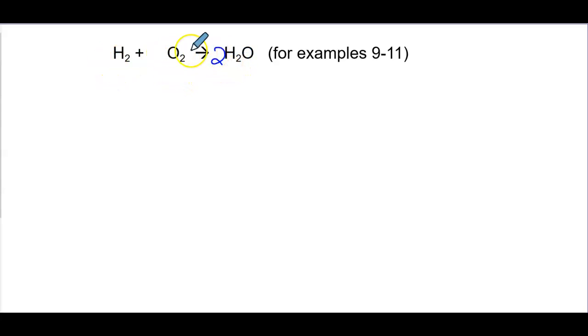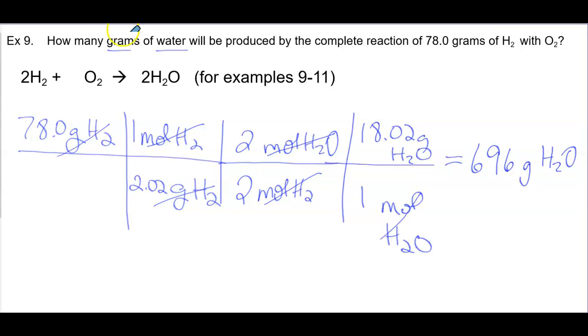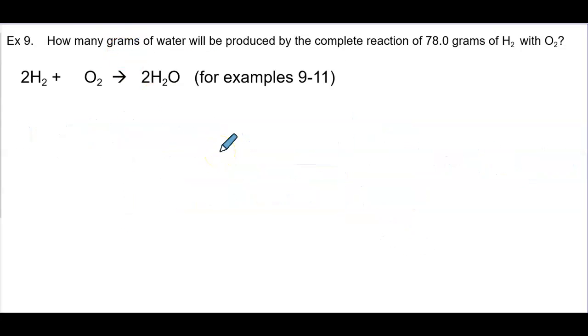So I have 2 oxygens but 4 hydrogens. I'm going to put a 2 here. Now I have 4 hydrogens and 4 hydrogens, 2 oxygens, and 2 oxygens. Okay, let's do an example. Okay, brought that balanced equation over just like before.